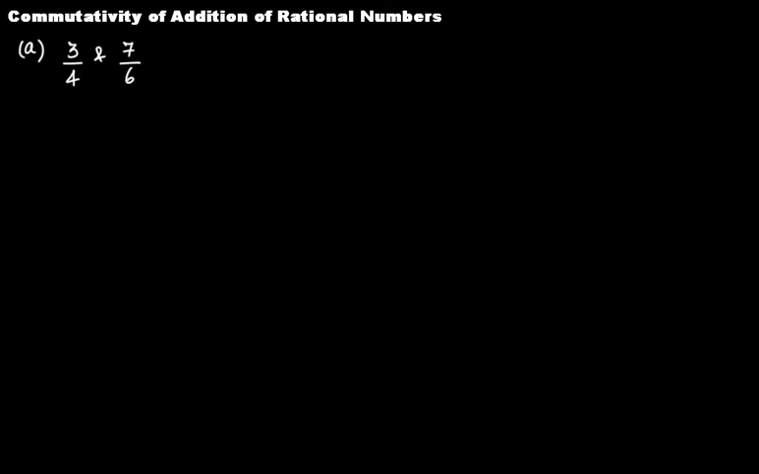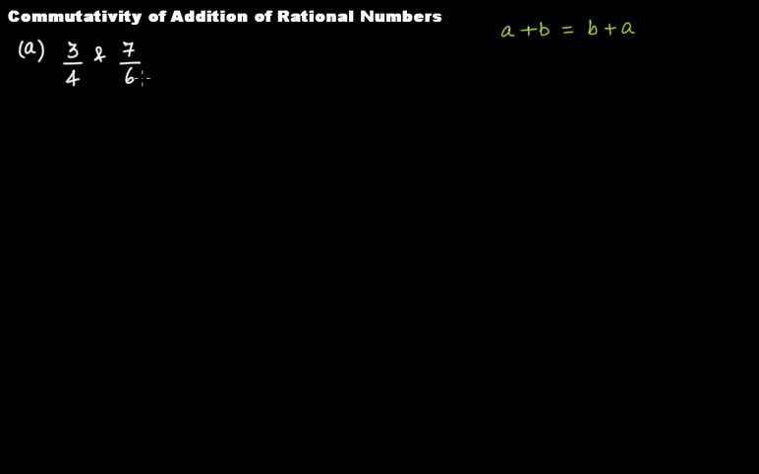What does that mean? It means if we take two rational numbers, let's say A, and we add another rational number B to it, then for this addition to be commutative, this should be equal to B plus A. That is, if we reverse the position of A and B and add again, then the sum of this addition and the sum of that addition should be equal.